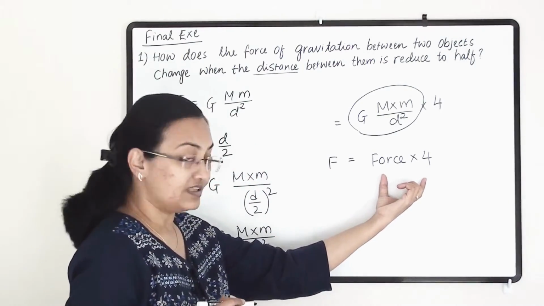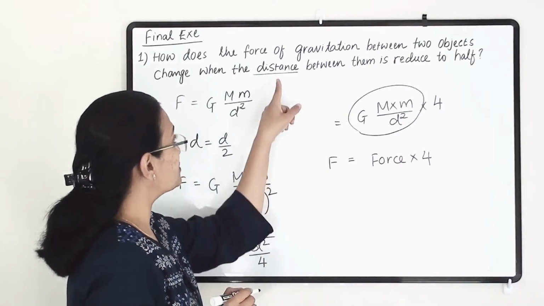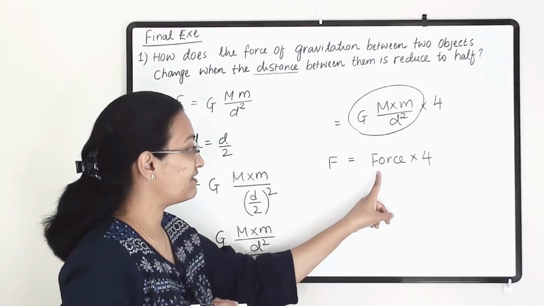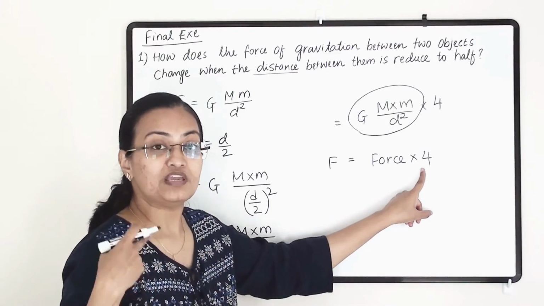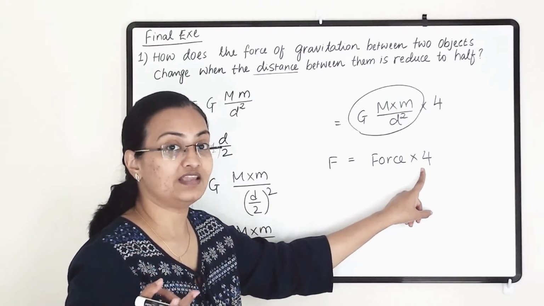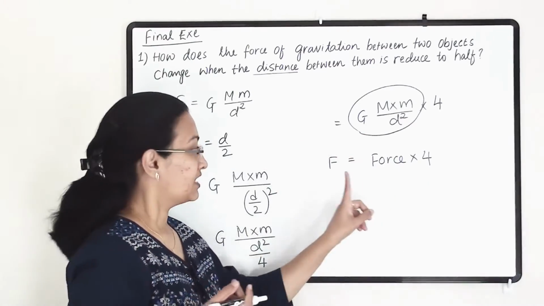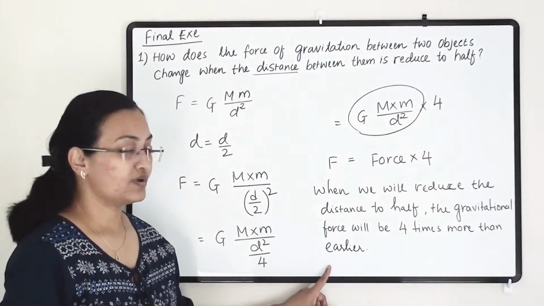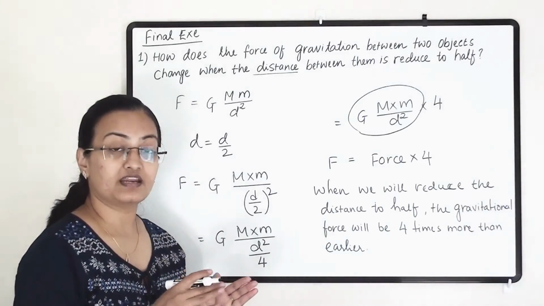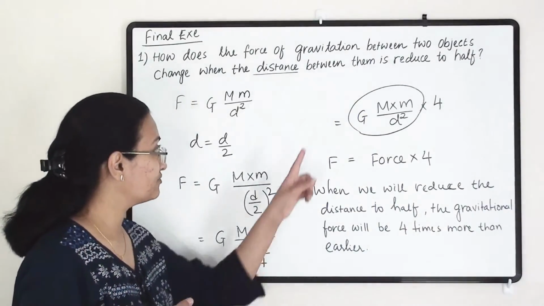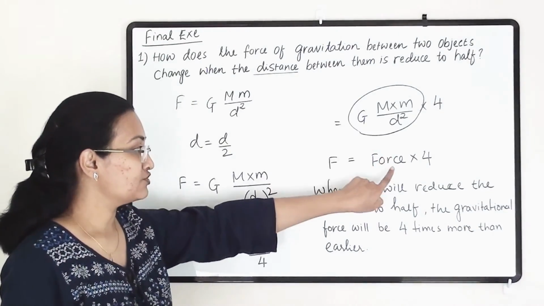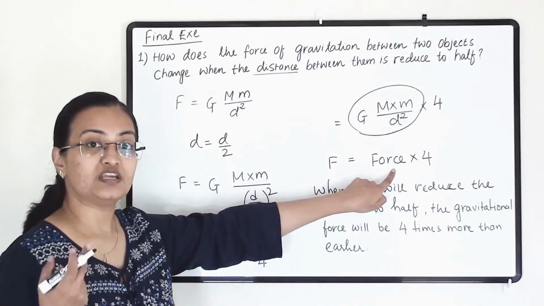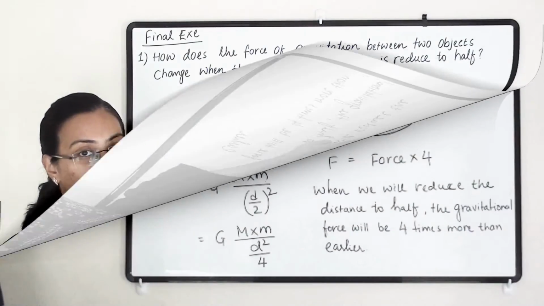So that means if we are reducing the distance to half, the gravitational force will be 4 times more than that of the earlier force. As the distance is lesser, the gravitational force will be higher. So we have reduced the distance to half, so the gravitational force has been increased to 4 times.